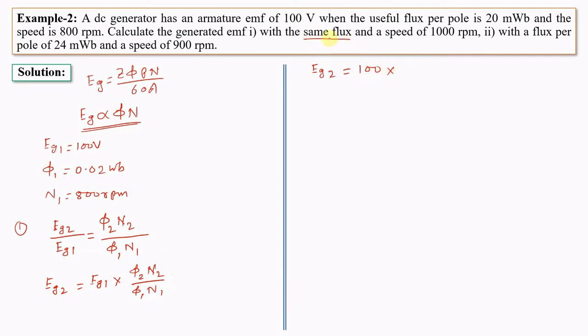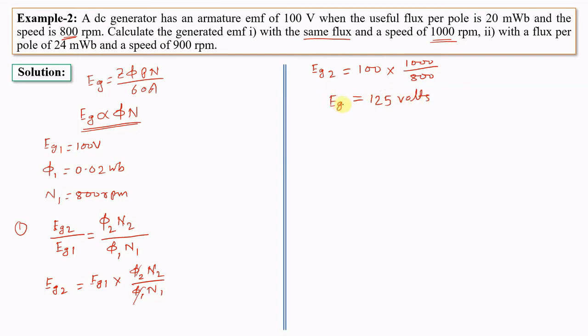Here the flux will be same. In the first part of the question, the flux will remain same. That means phi 1 and phi 2 will remain same. So these two will be cancelled. The speed for the second case is 1000 and speed for the first case is 800. That is N2 is 1000 and the initial speed was 800 rpm. So after solving, we will get the induced EMF as 125 volt.